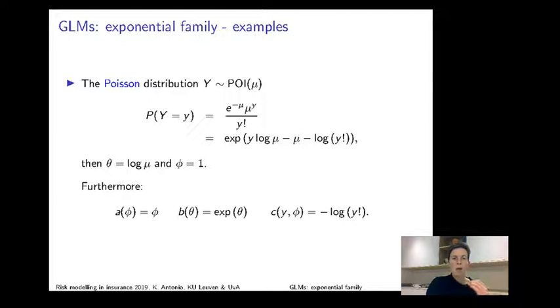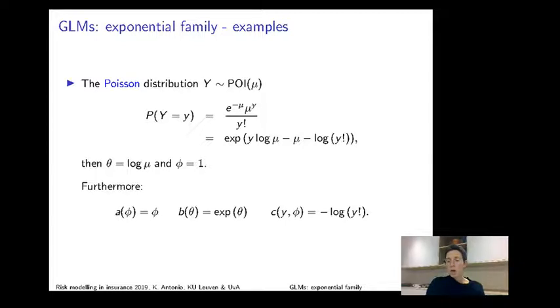And once again, you can verify the expressions derived for the mean and for the variance of a distribution from this family of distributions. For example, the mean must equal b prime evaluated in theta. And that is true because the first order derivative of b is again the exponential function. And if you take the exponential function evaluated in theta, and you see what the expression is for theta, that's the logarithm of mu, you will get for the mean the exponential of the logarithm of mu, so that's mu. And that's logical because indeed mu is the mean of this Poisson distribution. And you can do a similar reasoning for the variance.